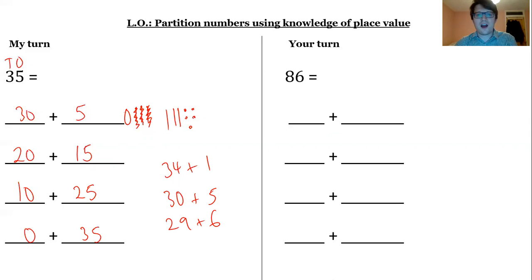So I'd like you to have a go now at this 86. I'd like you to try first this time by following a pattern like I've done here. So start with 80 and 6. And then if you go to 70, what will this be? 60, 50. Can you complete the pattern now? Pause the video, and when you're done, unpause.